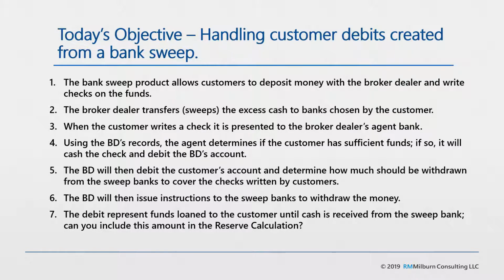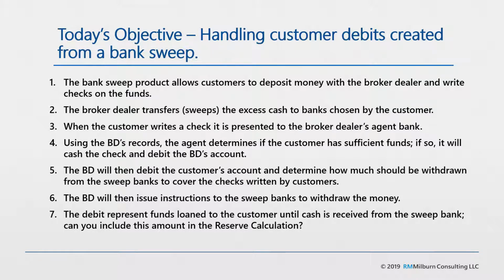When the customer writes a check, the BD's agent bank will determine if the customer has sufficient funds in his or her account, and if so, the agent bank will cash the check and debit the broker-dealer's account. The BD will debit the customer's account, and usually on the next day, there will be a sweep from the bank to cover the debit in the customer's account. So our question is this: how do we handle that debit that's now in the customer's account?